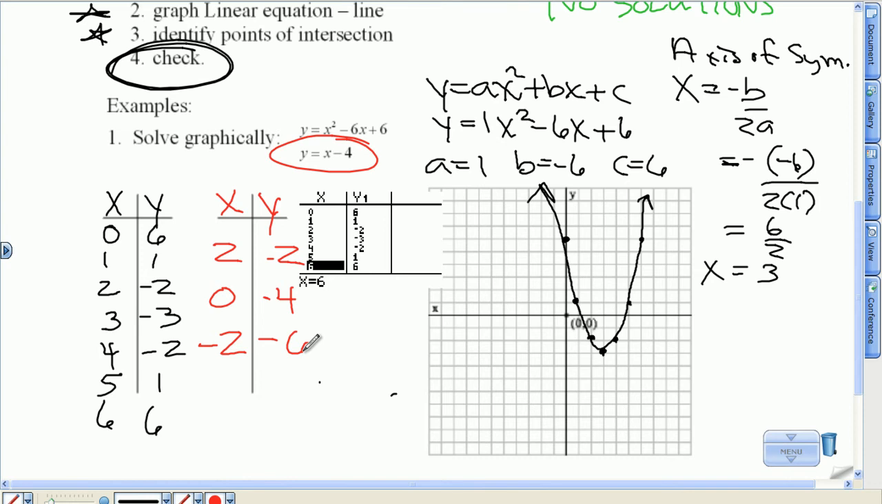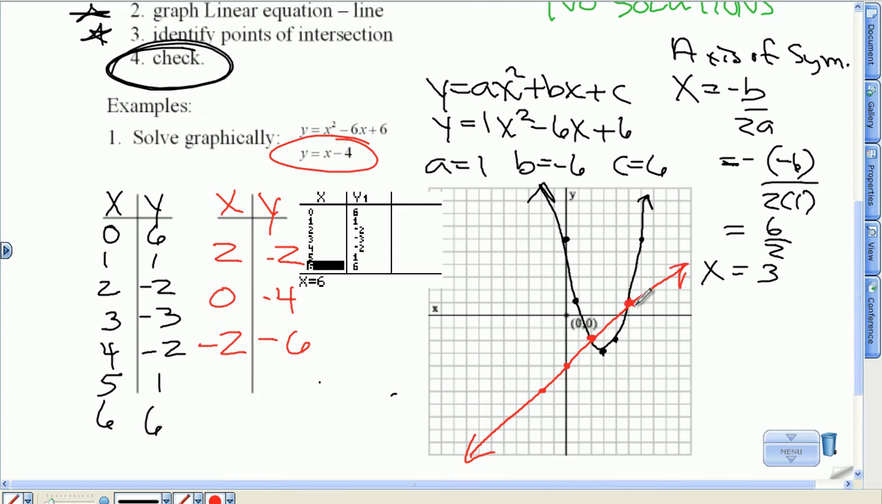So I plot these points on here. 2, negative 2 puts me right here. 0, negative 4 puts me here. And negative 2, negative 6 puts me there. So if you notice, when I draw this line, it's going to come through right down here like so. So I have a point of intersection there.